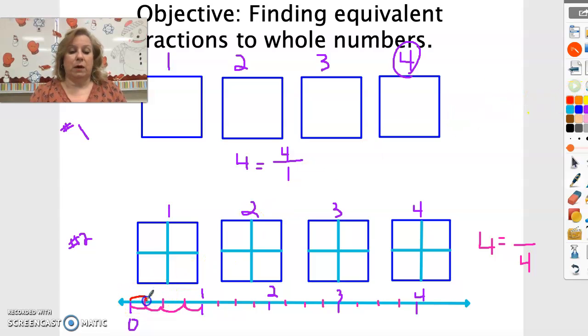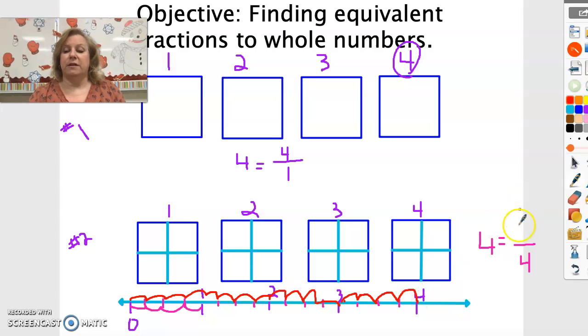1, 2, 3, 4, 5, 6, 7, 8, 9, 10, 11, 12, 13, 14, 15, 16. So therefore my numerator is 16. So my whole number here would equal 16 fourths, okay?